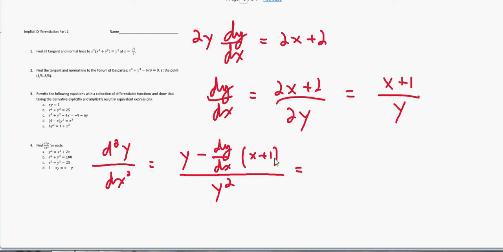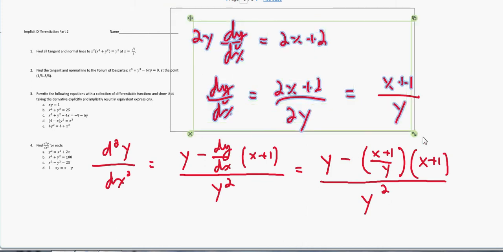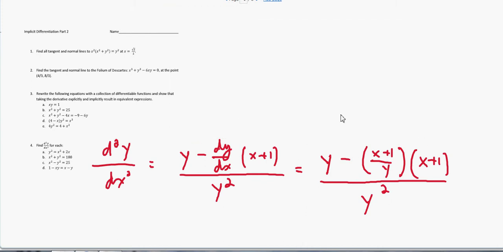Simple enough. You never ever leave dy/dx in there like that. You've got to rewrite what it is. So it's y minus (x plus 1) over y times (x plus 1), all of that over y squared, and really that's the derivative. That's fine. We're going to simplify it though, just in case we have to work with it. It's a little bit easier to simplify.